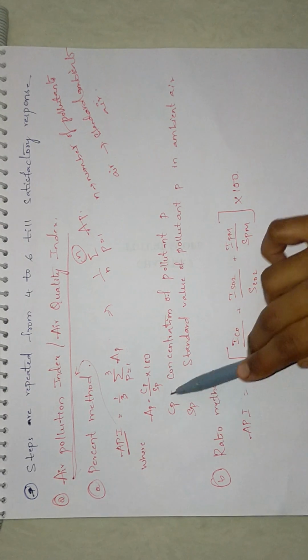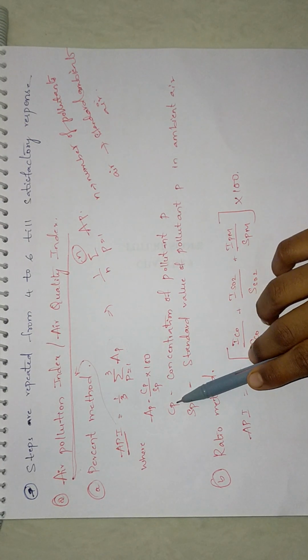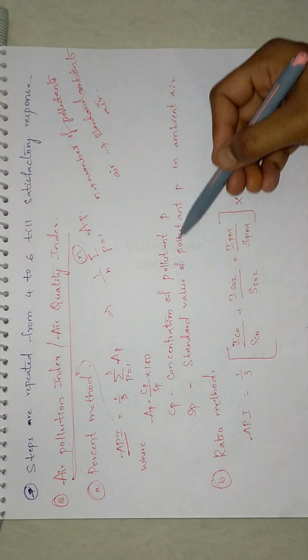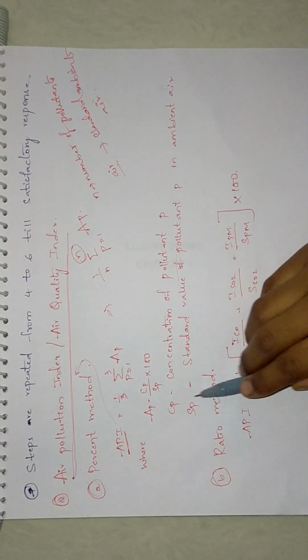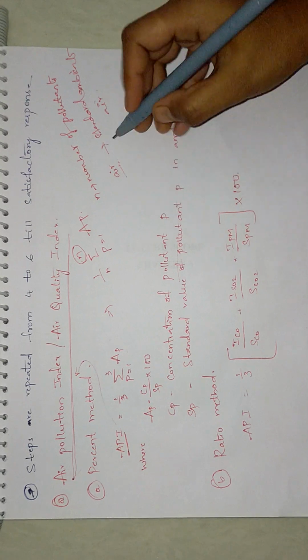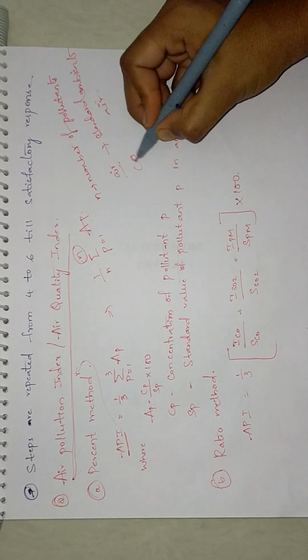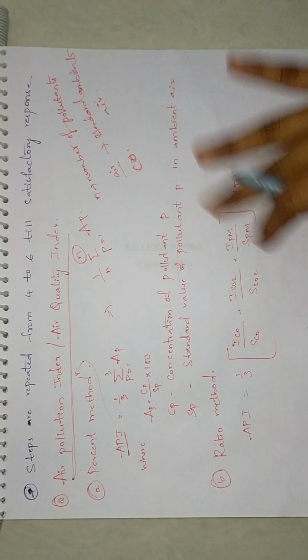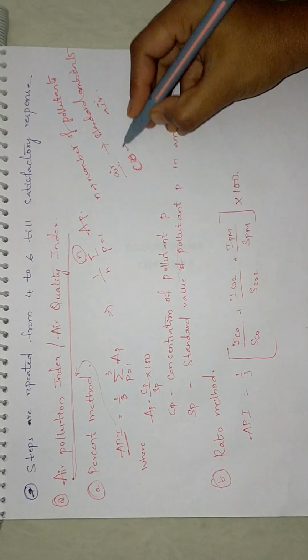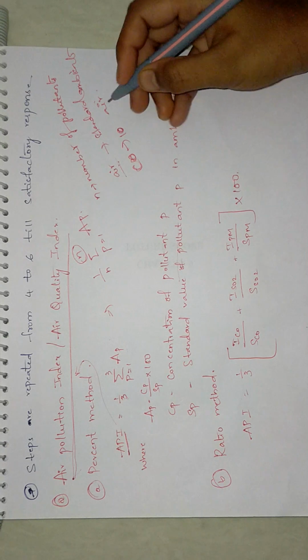What is CP? CP means concentration of the pollutant. That means whatever pollutant is present, in how much concentration. And SP means standard concentration. For example, let's say carbon monoxide, CO. In the project area land, in that air we have, let's say 10.